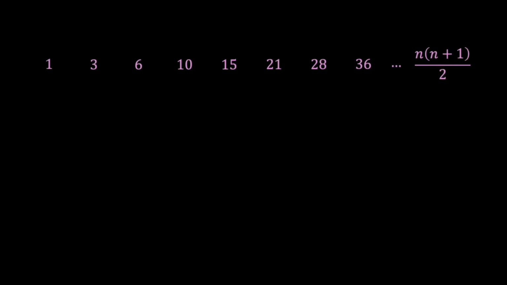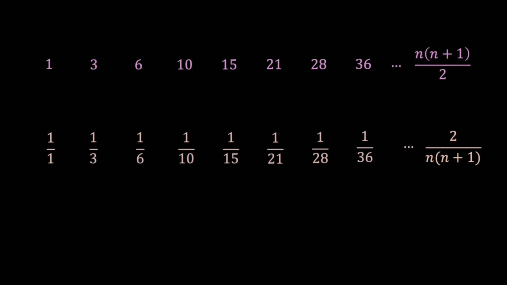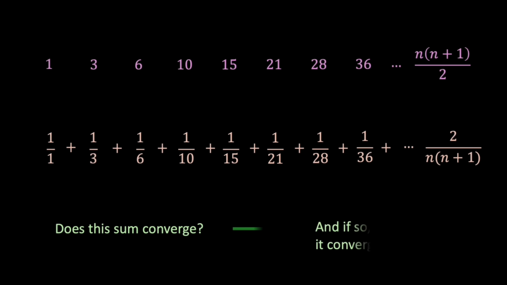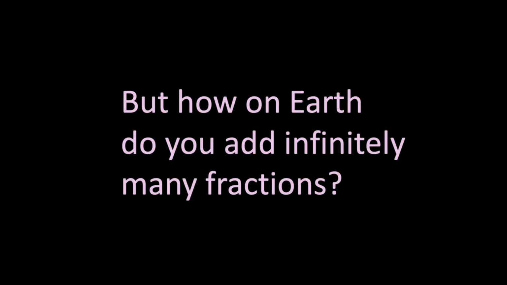But Huygens wasn't interested in the triangular numbers themselves. He wanted to know what happens when you take the reciprocals of those numbers and add them all together. Not just a few of them, all of them, an infinite number. His question was simple and profound. Does this sum converge? And if so, what does it converge to? Okay, but how on earth do you add infinitely many fractions? For most people, the problem would seem impossible, but not for Leibniz.